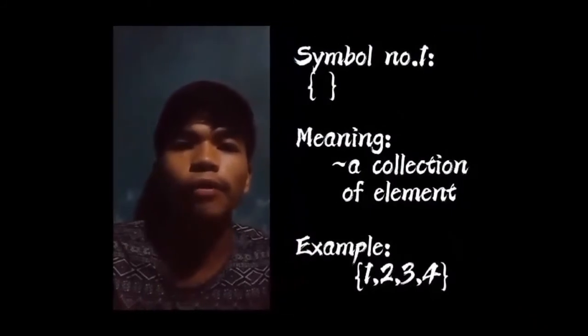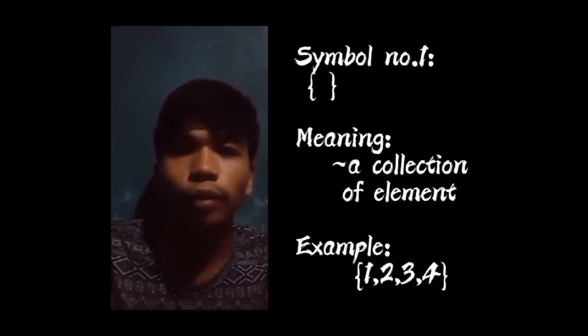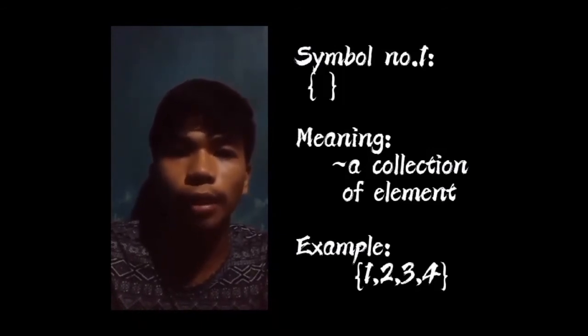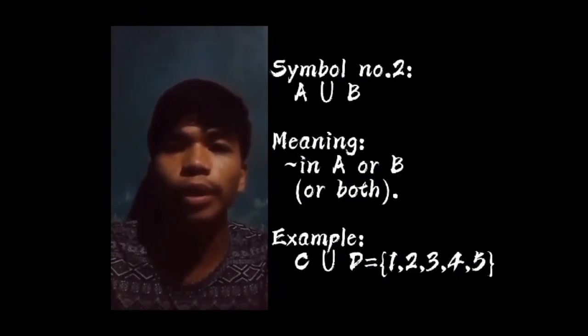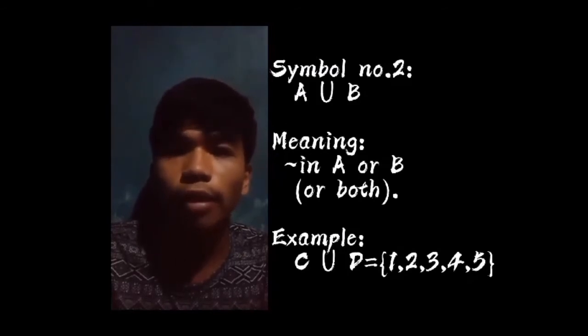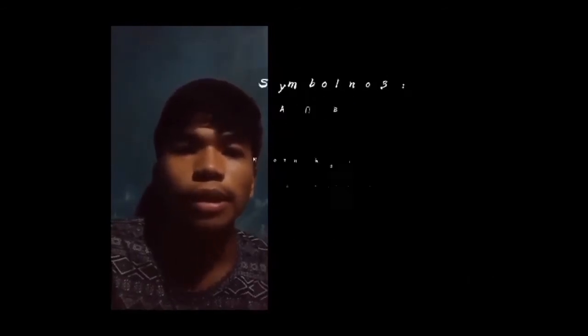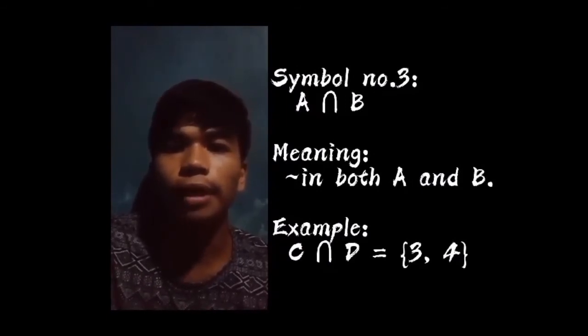Symbol number 1 stands for set, meaning a collection of elements. Example: 1 element, 2 element, 3 element, and 4 element. Symbol number 2 stands for union, meaning in A or B or both. Example: the union equals 1 element, 2 element, 3 element, 4 element, and 5 element. Symbol number 3 stands for intersection, meaning in both A and B. Example: the intersection equals 3 element and 4 element.